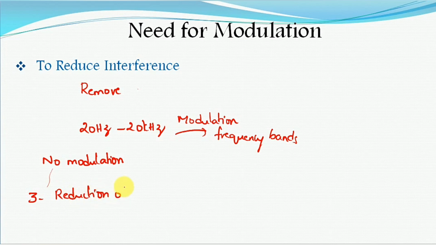Now how is the noise reduced if you use the modulation technique? We know that noise is the major limitation of any communication system. Although we cannot completely eliminate the noise, we can reduce the effect of noise on the signal that is transmitted through the wireless channel. So in order to obtain a reduced effect of noise on the message signal, several modulation schemes are used, which will improve the quality of reception. So these are the 3 major parameters that need the use of modulation in the communication system.